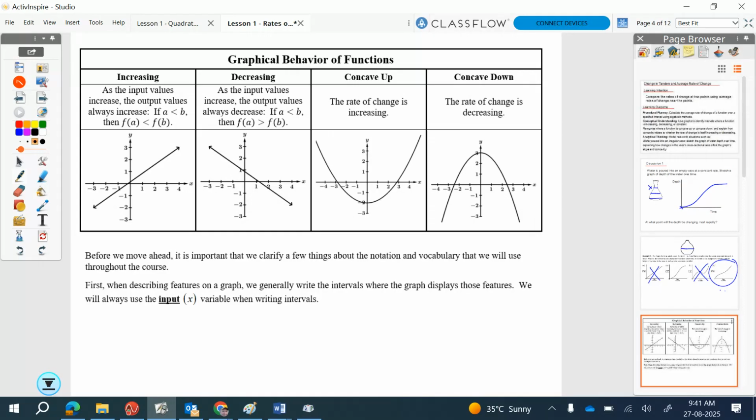So if we take any 2 points, you take this point here, you take this point here, you look at the x and the y value. If this is a and this is b, then if the y value of b is bigger than the y value of a, the function is increasing over that interval. And here is the definition for decreasing.